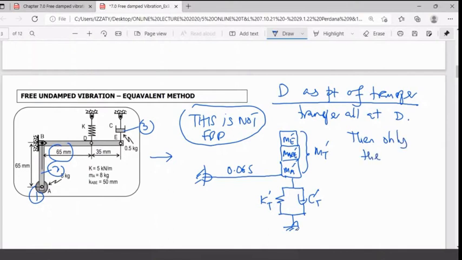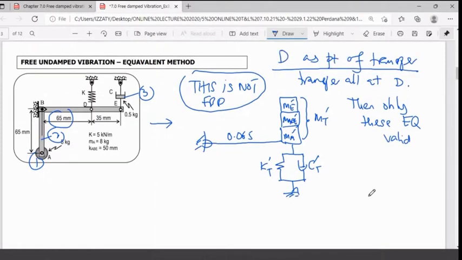Then these equations are valid. Number one, omega n equals root of K by M is now valid to be used, but it is not K, but KT prime over MT prime. Number two, yes, CT is equal to 2m omega n zeta, but it's not C, it is CT prime, with MT prime.